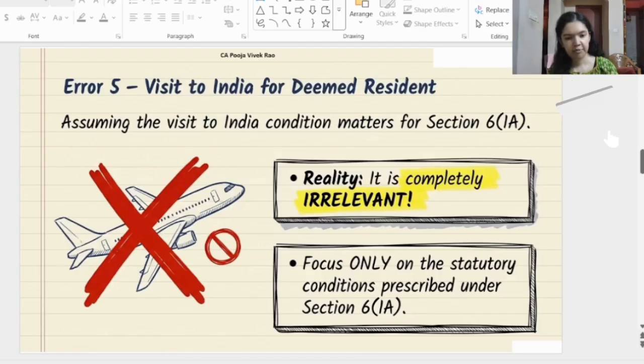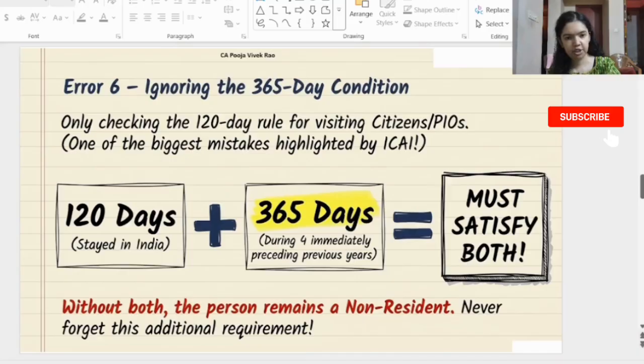For determining deemed resident, whether the person has come to India on a visit is completely irrelevant. Instead, focus on the statutory condition prescribed under Section 6(1)(a). Error number 6: Ignoring the 365-day condition along with the 120-day rule.